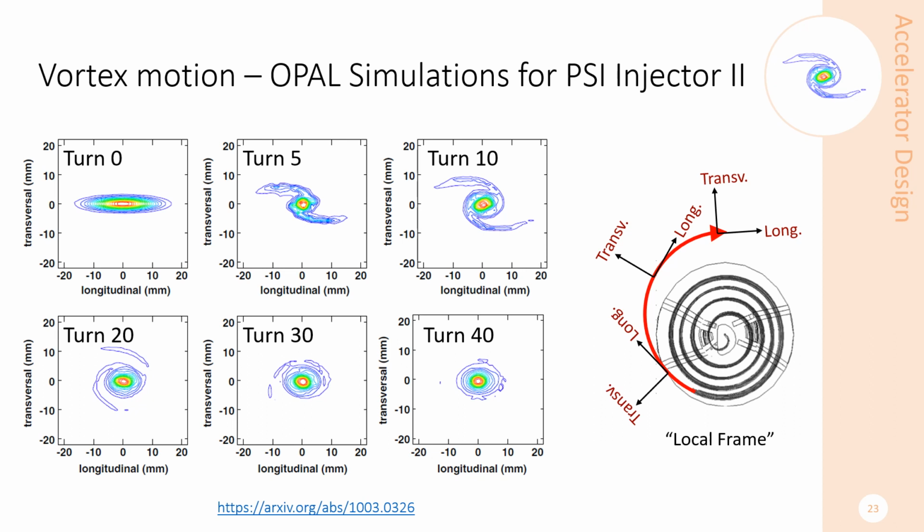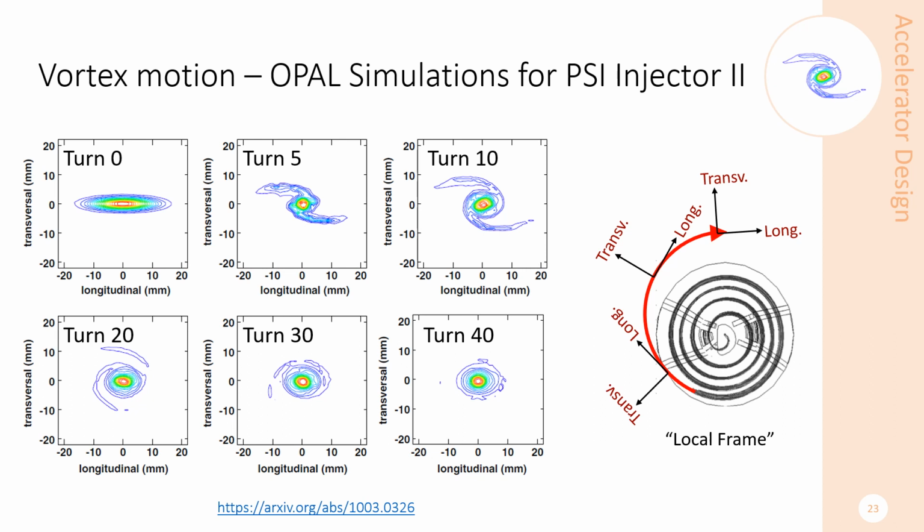This effect was first seen at PSI injector 2, and I have put a reference down here to a paper that compares OPAL simulations with measurements at this particle accelerator, with very good agreement. And I also placed a plot from this paper here, where you can see that an initially mismatched beam that is elongated will start twisting, vortexing if you will, and after several turns has reached a stable round distribution.